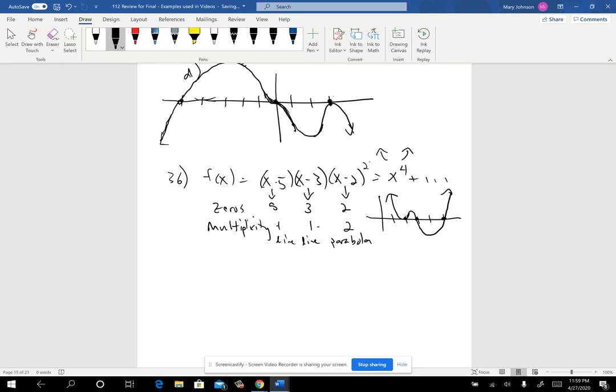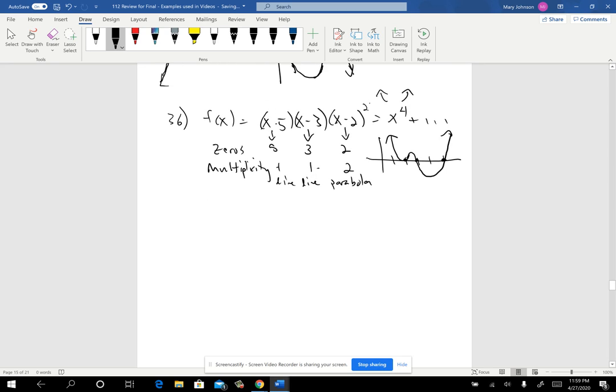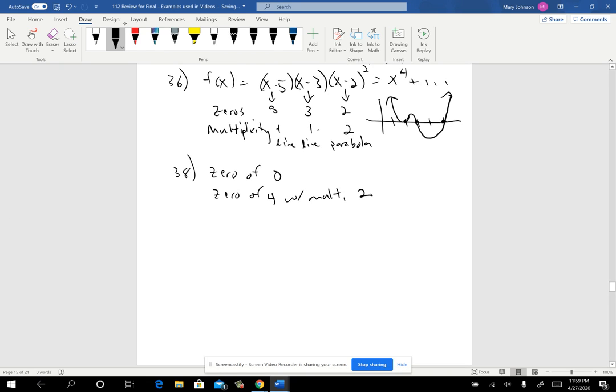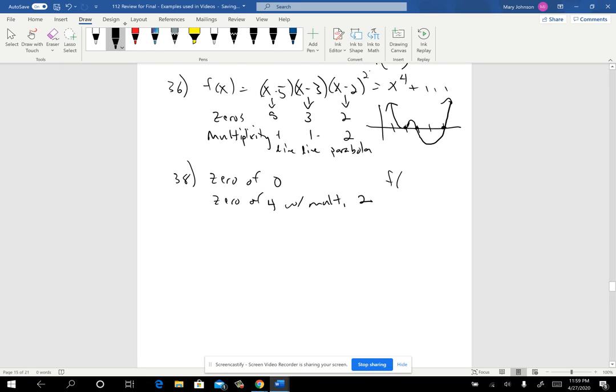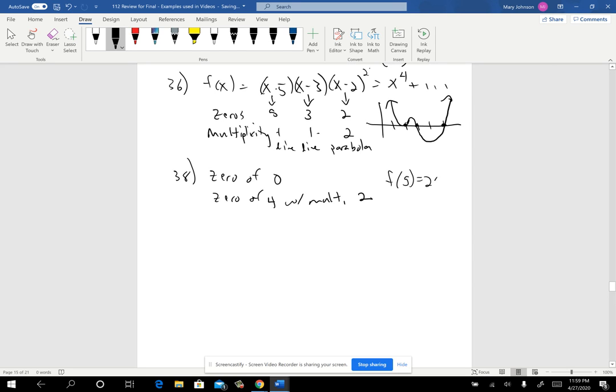Okay. All right, let me go ahead and squeeze in the one that goes the reverse of this. So let's look at number 38. 38 gives you some information about your polynomial, and you're the one who has to come up with the equation. It tells you it has a zero of 0, and a zero of 4 with multiplicity 2. And then the other piece of information it gives you is that f of 5 is 20. We'll use that near the end.